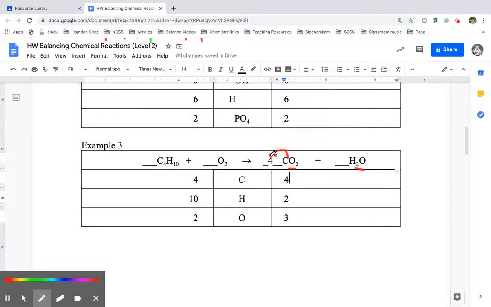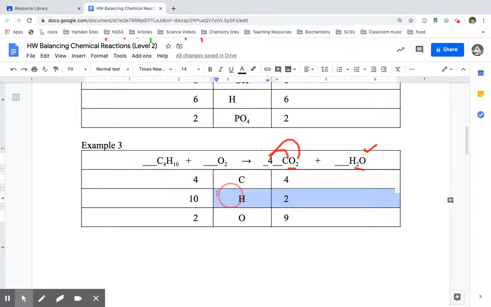And it changes my oxygens. 4 times 2 is 8, plus 1 is 9 oxygens now. All right, 9 oxygens. Remember, I'm adding 4 plus 1. My carbons match, so now I'm going to change my hydrogens. I have 10. I need 10. So to make that 10, 2 times 5 gives me 10.